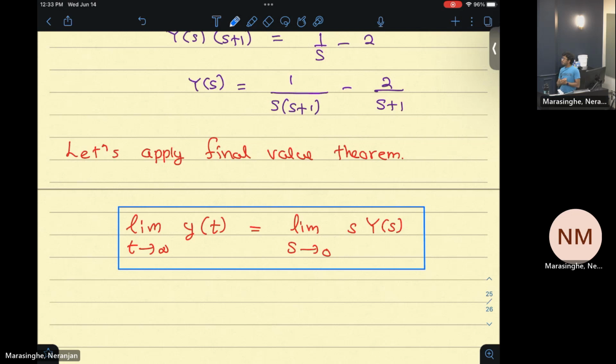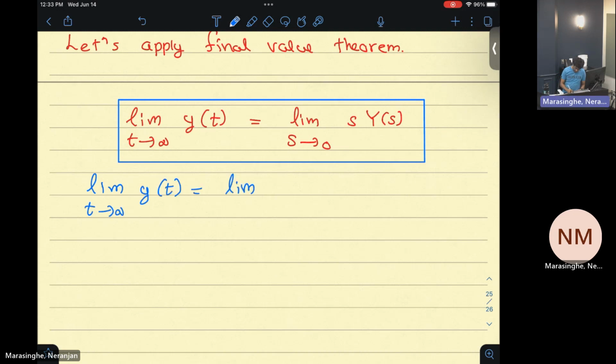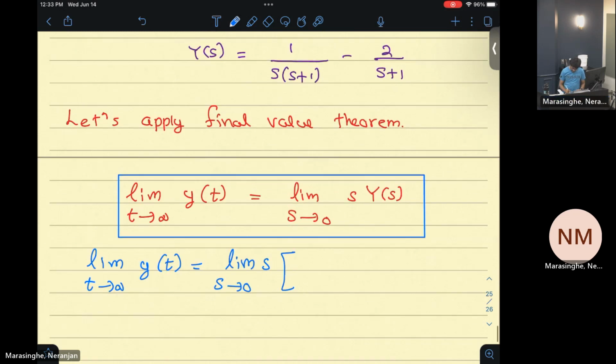Okay. Now we know Y(s), right? Y(s) is 1 divided by s times (s plus 1), minus 2 divided by (s plus 1). Now the final value: y(t) as t goes to infinity is equal to the limit as s goes to 0 of s times Y(s). What is Y(s)? It is 1 divided by s times (s plus 1), minus 2 divided by (s plus 1).